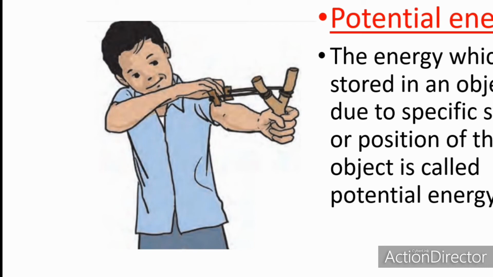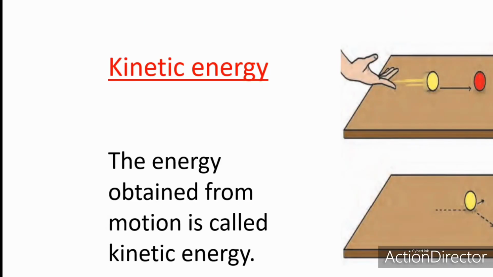The energy which is stored in an object due to a specific state or position of that object is called potential energy. So if we hold any object at a particular position, though it is not moving, it has energy stored in it. And such energy is called potential energy. Now let's try one more thing.